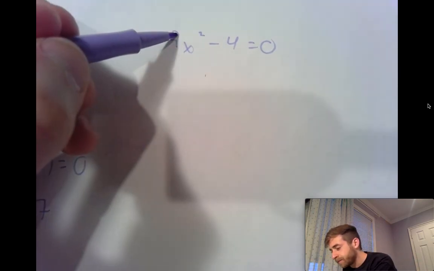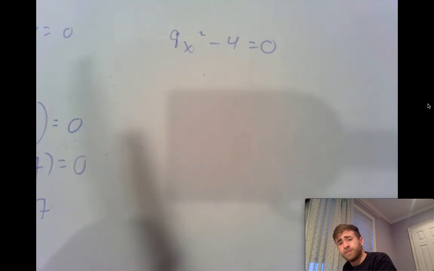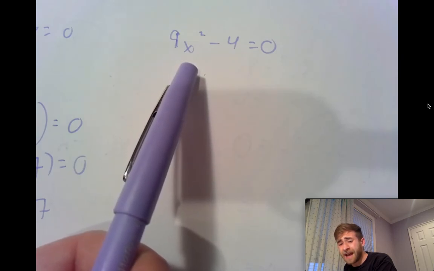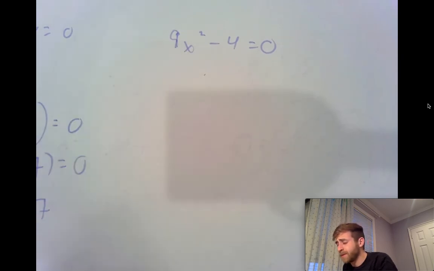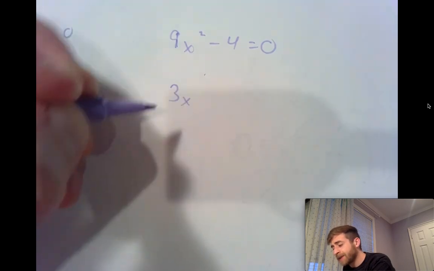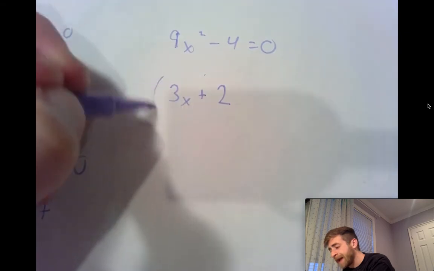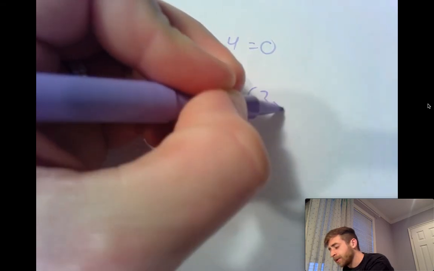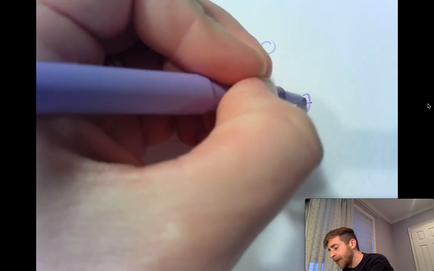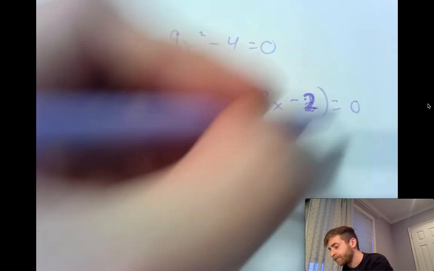Last thing. 9x squared minus 4. Perfect squares, looking good. Even though this x has a coefficient, it's fine. I'm subtracting them. Let's go. The square root of 9x squared is going to be 3x. The square root of 4 is going to be 2. So I'm going to add them, and I'm going to subtract them. Oops, that's supposed to be a 2. I think I was drawing like a 7 or something.